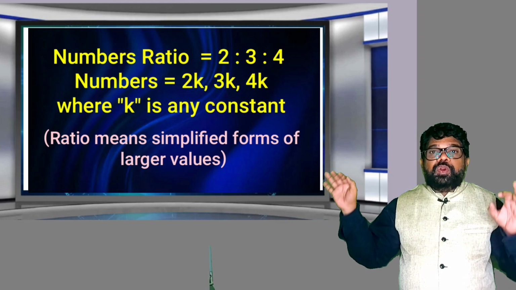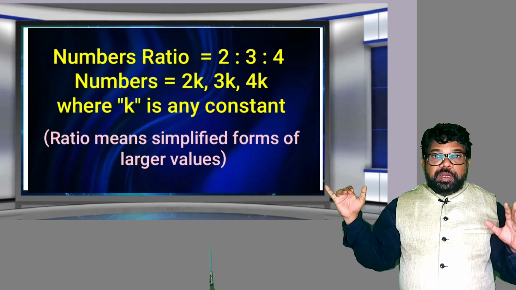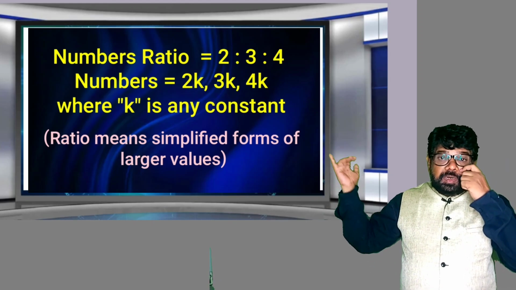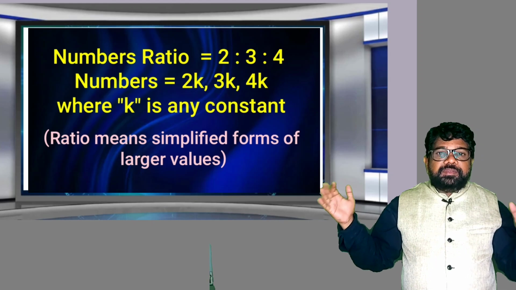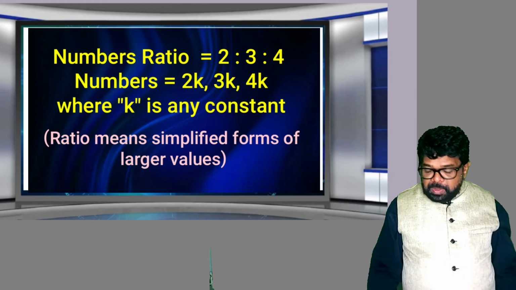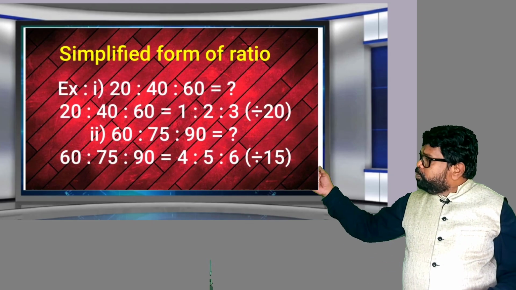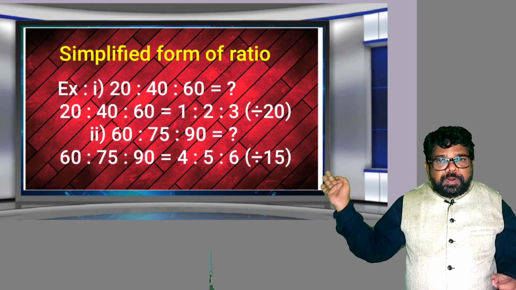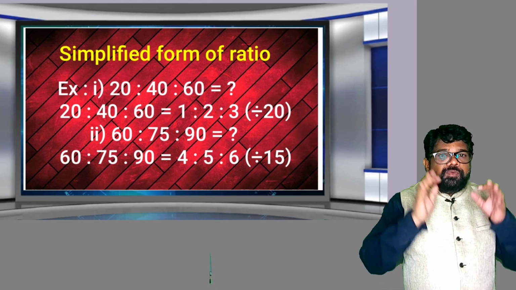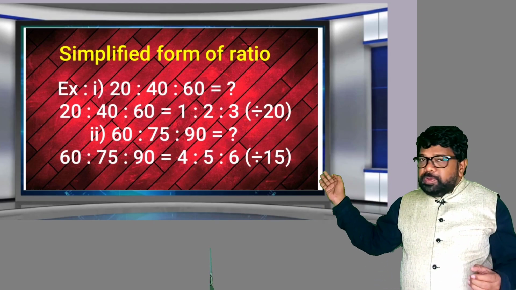So ratio means only parts, it is the simplified form of larger values. To get the exact values, multiply by some constant value. Now, what is the simplified form of a ratio? Always you put the terms of a ratio in simplified form only. Observe a few examples here.